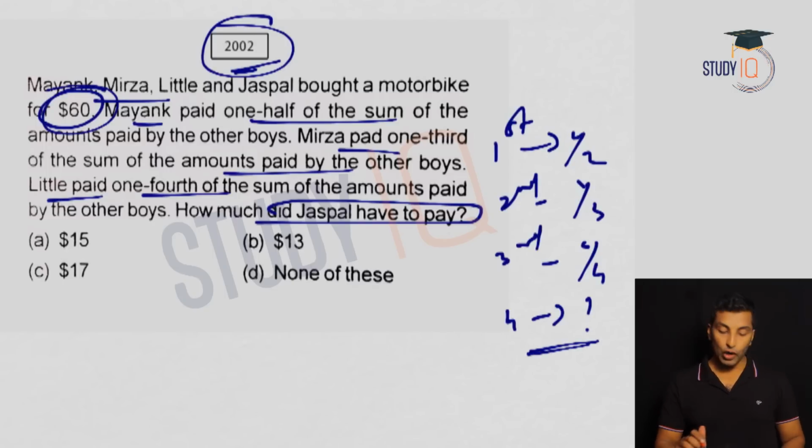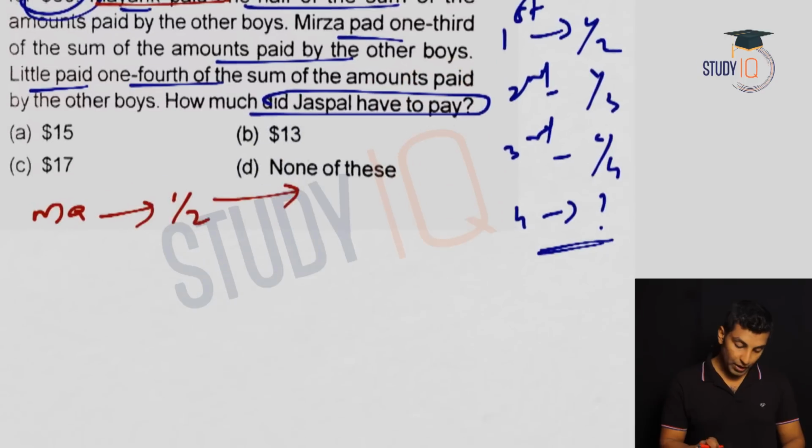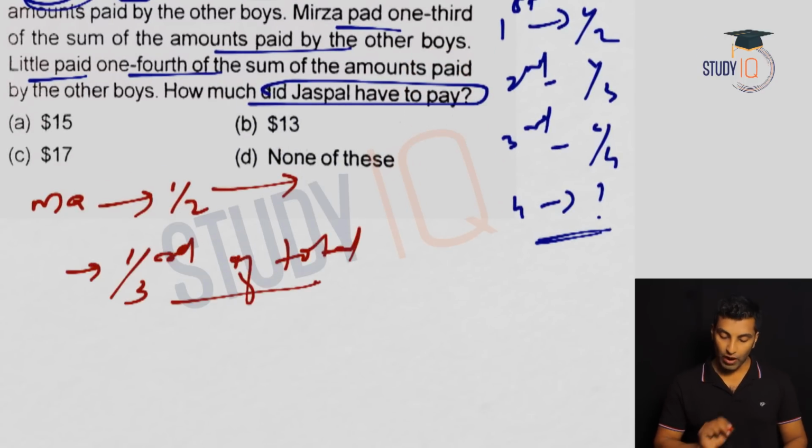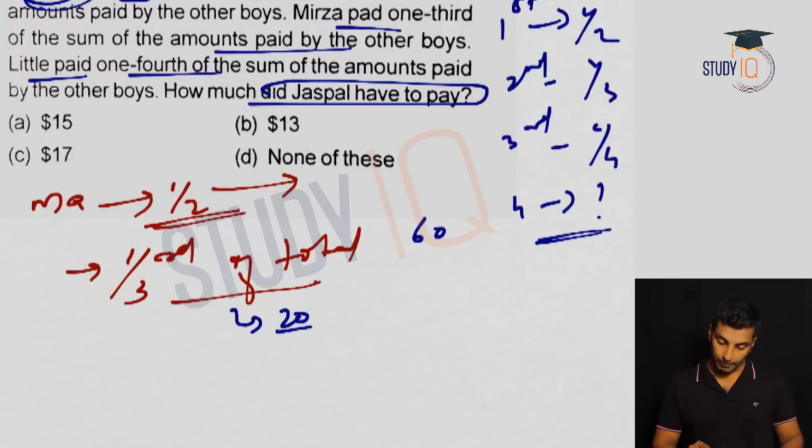Now from the first statement itself, you understood that the first person, Mayank, paid 1/2 of the other three. So from this you can understand that he actually paid 1/3 of the total. 1/2 of other three means 1/3 of the total. So the total, you know, is 60. So how much did he paid? He paid 20. The first person paid 20.